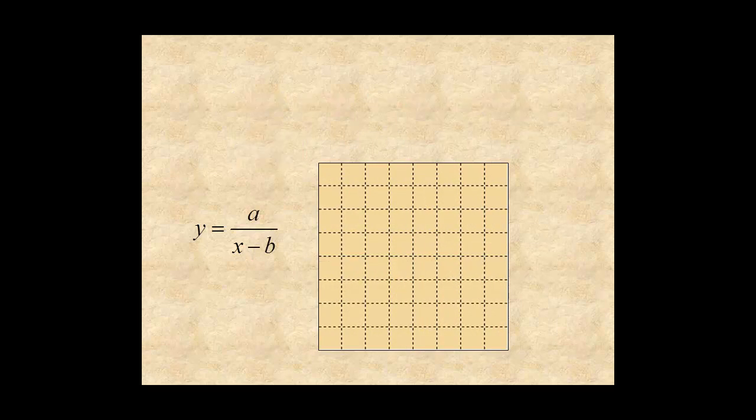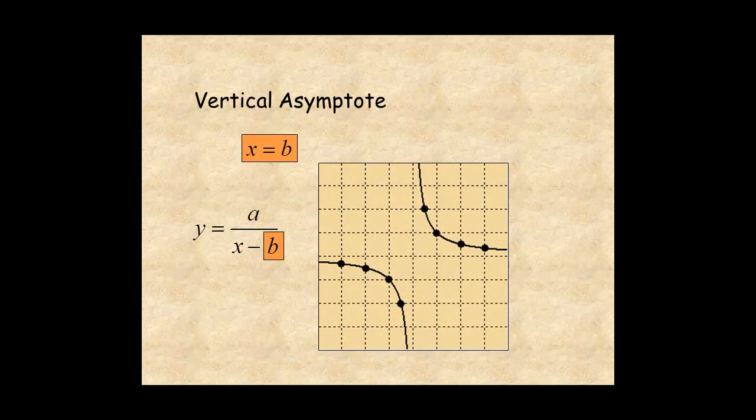And in general, for the rational function y equals a over x minus b, x equals b is an excluded value and a vertical asymptote of the function. For the graph of a rational function, a vertical asymptote, or VA, is a vertical line at x equals b. Near the VA, the graph of the function curves up or down towards the VA, getting infinitely close, but never touching.